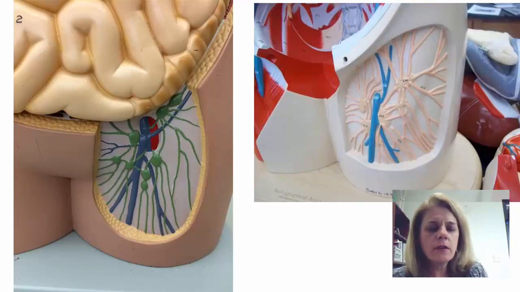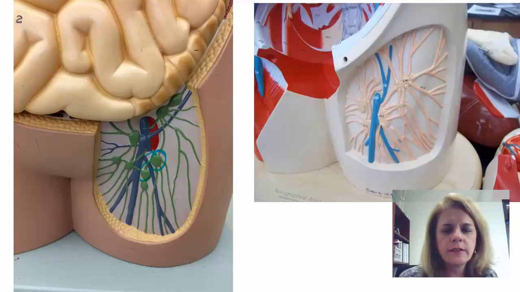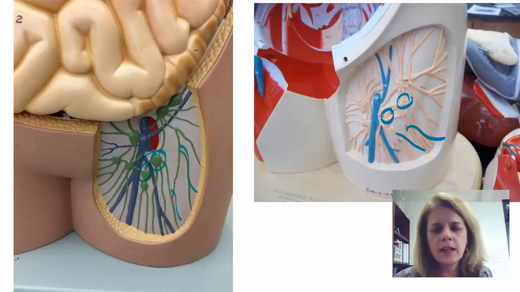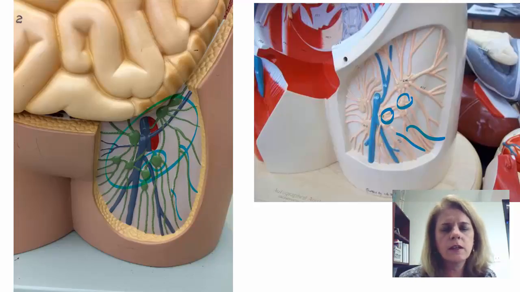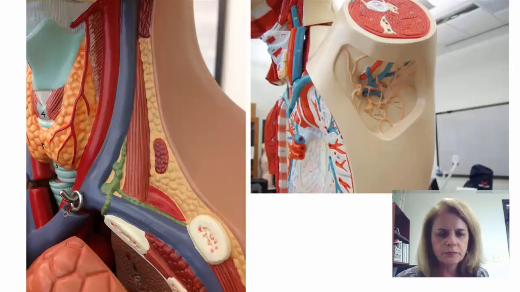So of the few models that we have, some are green, some are pink, so I want to show you both so you're not thrown off on the exam. These little dots are the lymph nodes, and then the green lines and the pink lines are the lymph vessels. Obviously these are inguinal lymph nodes on both of these models, and lymph vessels.